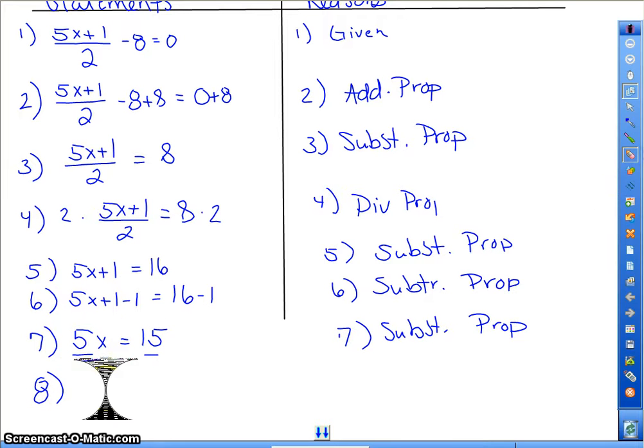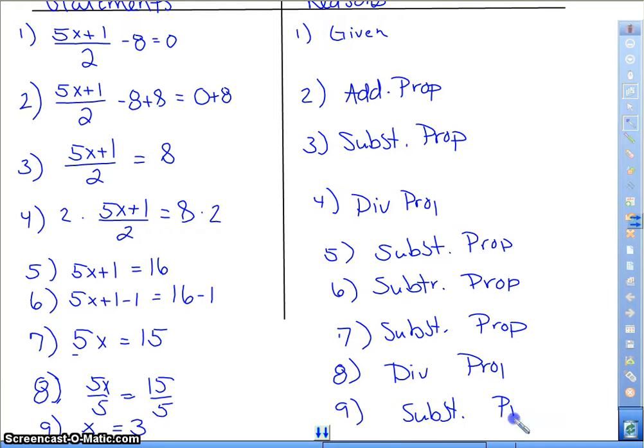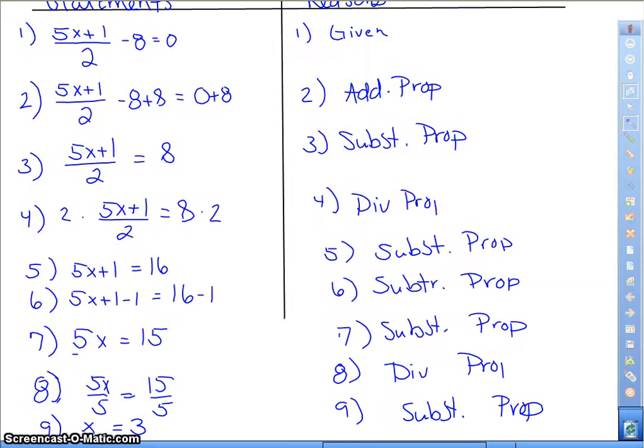Oops, I don't want to show it on that line, so I'm going to get rid of that. But I'll be using my division property. So I have 5x divided by 5 equals 15 divided by 5. And that's my division property. And here's my last step. I'm going to simplify it using substitution. And there I am. Now, you always want to check and make sure that it's in the correct order of what I'm proving. So if it says x equals 3 up here, then we are set, and it does. So this one took 9 steps in order to solve.